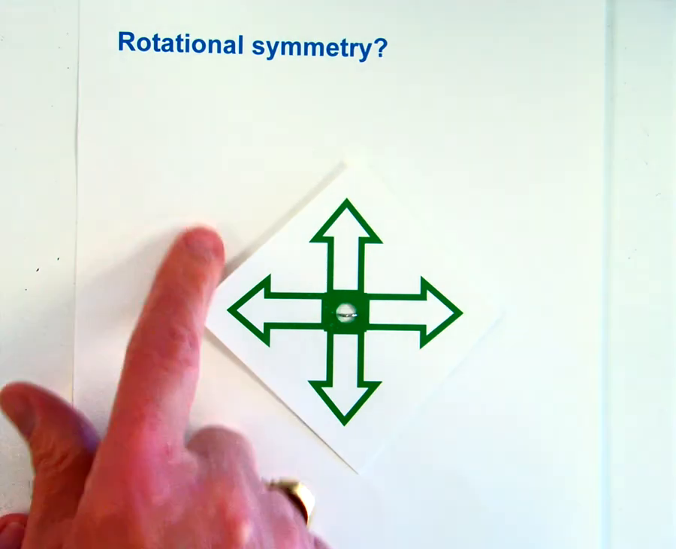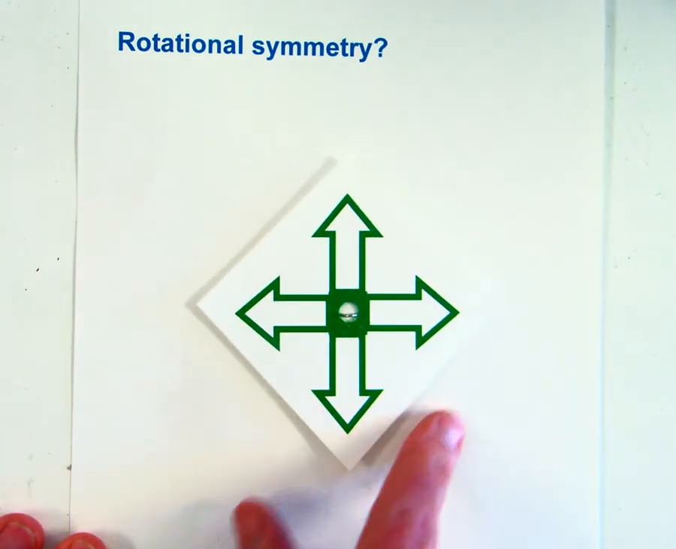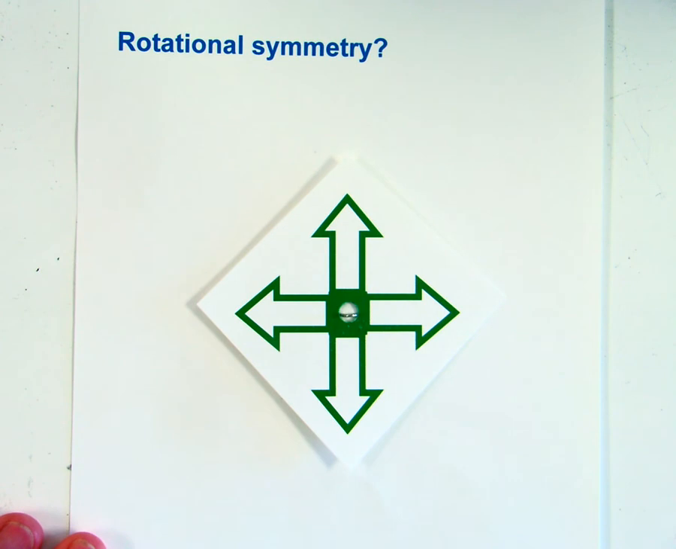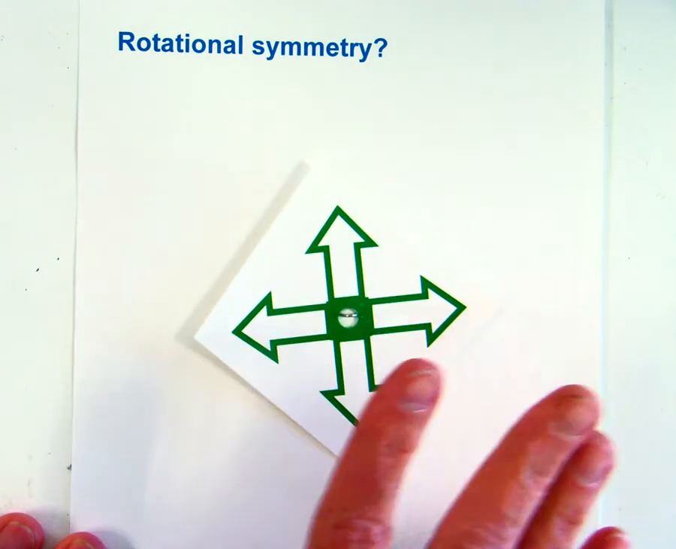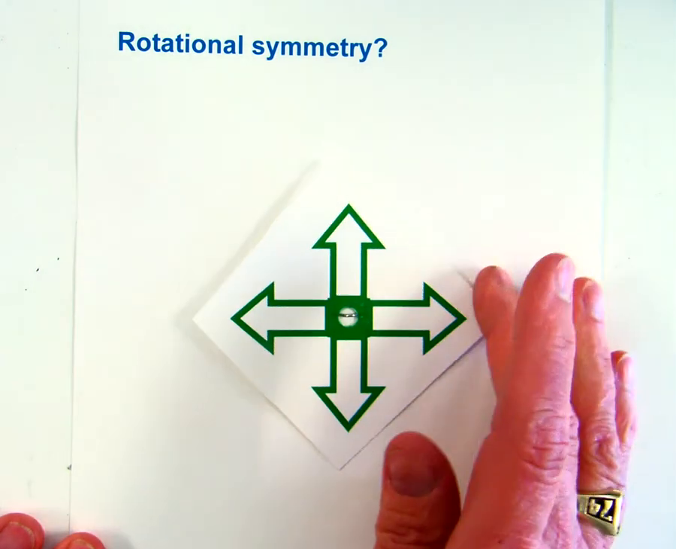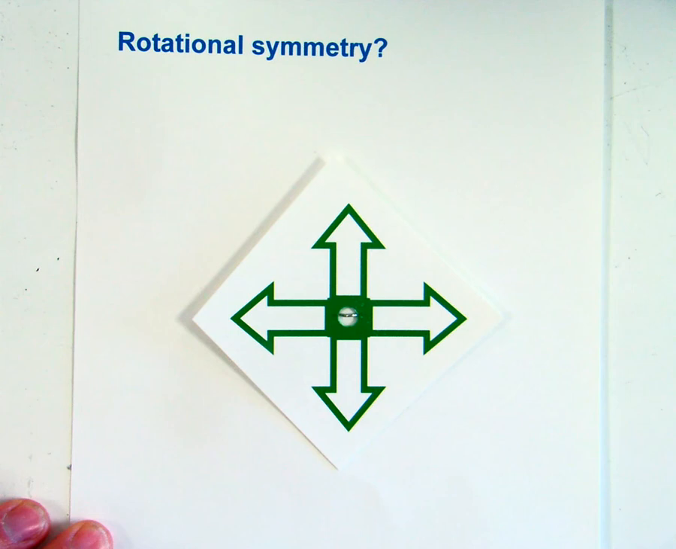It appears the same. Another 90 to 180, it appears the same. So it has rotational symmetry at 90 degrees and 180 degrees. It also has it at 270. I can do it again, but we just don't talk about that one because once we've done the first half, the second half is the same.